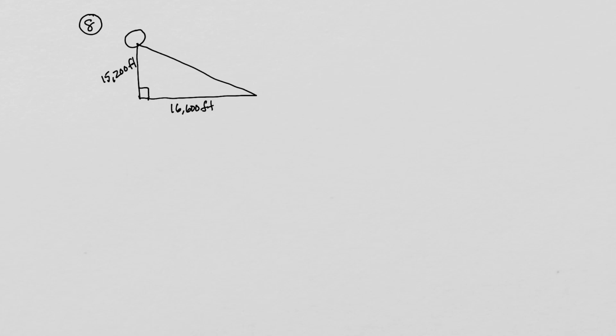In this last problem that we're going to do, we've got a plane here, and it's at an altitude of 15,200 feet, and here's our eyeball right here, so that's us looking at this. And the distance from the perpendicular from the plane to us is 16,600 feet. And what we want to do is find this angle. If you're looking at this plane and you look up, what angle would that be?